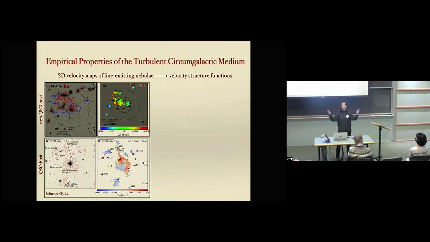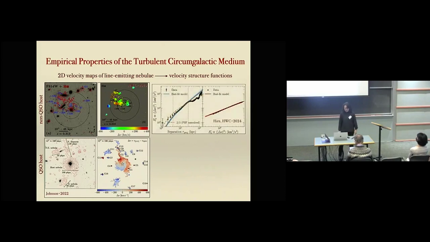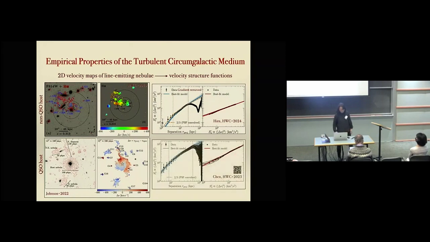And with this velocity map, we attempted to measure velocity structure function. What you see here is both the second and third order velocity structure function between left and right. And it shows a really nice Kolmogorov slope that's also not quite expected to within the uncertainty. Similarly, for the quasar host halo, we also see a very nice Kolmogorov relation.